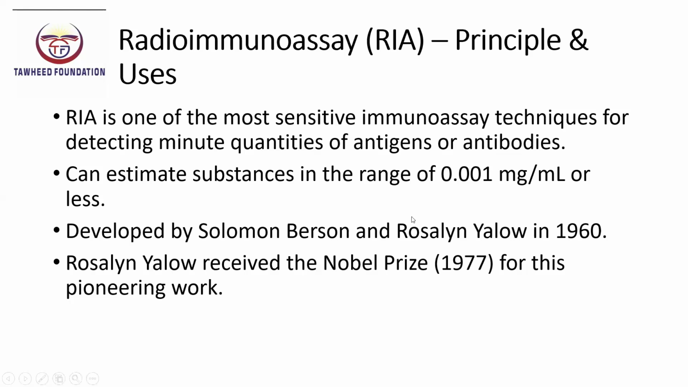So, RIA can measure substances present in concentration as low as 0.001 mg per ml or even less, which underscores its exceptional analytical sensitivity. The technique became a cornerstone in endocrinology and clinical biochemistry, revolutionizing our ability to detect and monitor hormones and other biologically active compounds that occur in trace amounts in the bloodstream.